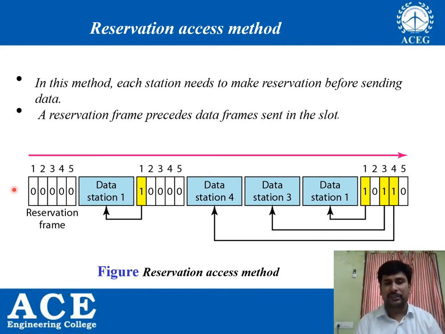So this reservation access method is the first type of control access method, where a station which has data to send needs to make a slot reservation before it starts transmitting the frame.